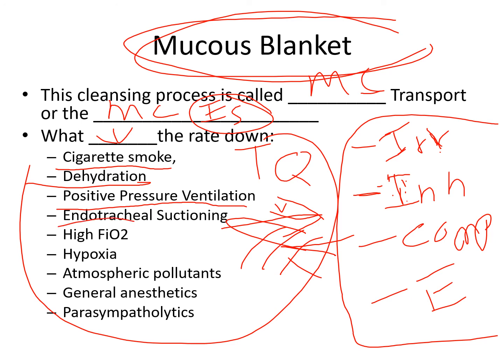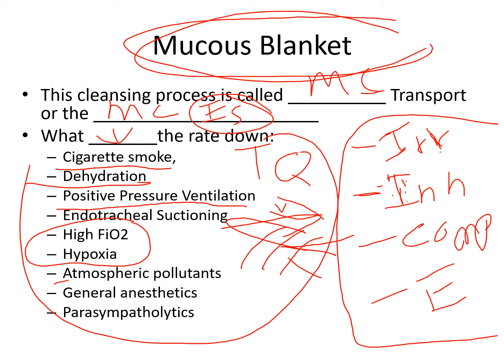High FiO2s and hypoxia also will cause issues. Hypoxia, your body doesn't want to do anything when it's hypoxic, let alone move things like your cilia. It's not a high life function according to your body. Your high life function would be sending blood to your brain, not making sure your cilia are beating. So too much FiO2 or too little oxygen in the bloodstream can easily decrease mucociliary movement.